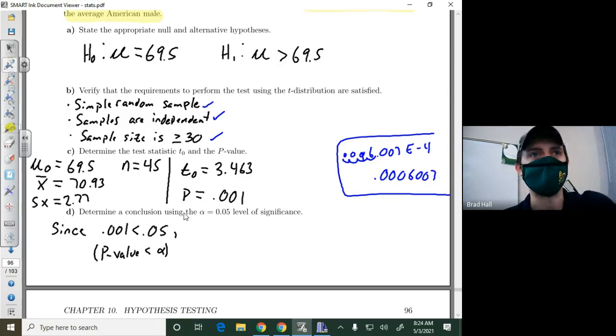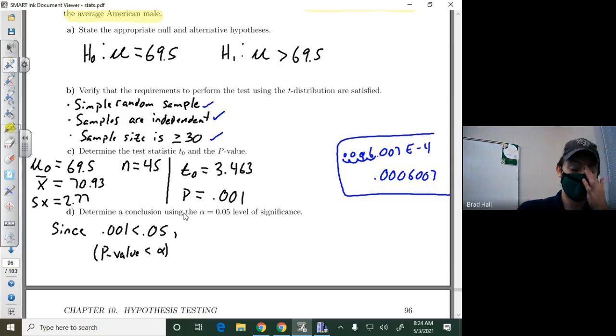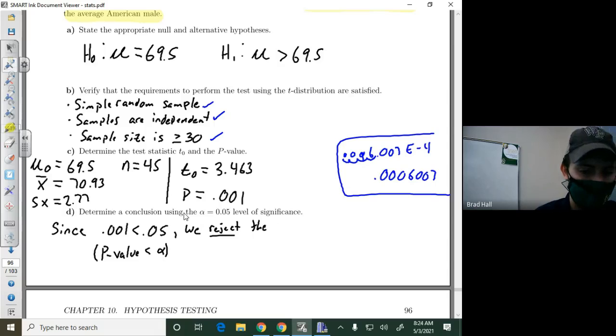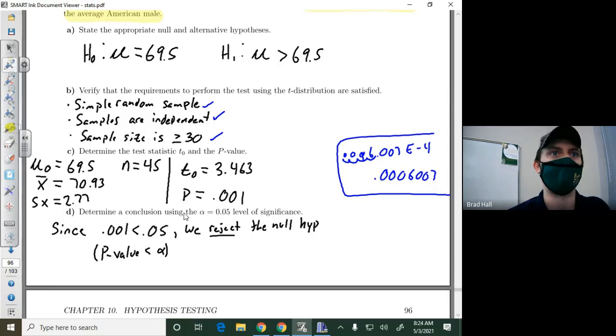since the p-value is smaller than alpha, I guess I should ask you all at least one question. Does anyone remember what this entails? You would reject the, or not reject, but you would reject it, right? What's it? The hypothesis. Which one? The null hypothesis. That's right. We reject the null hypothesis. You do this anytime your p-value is smaller than your alpha. That's why I wrote p-value less than alpha.